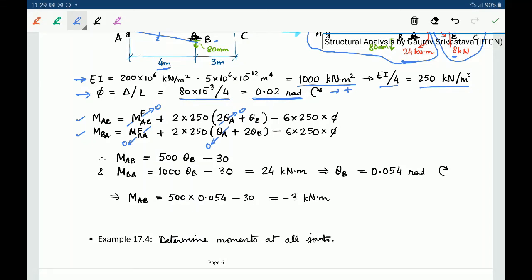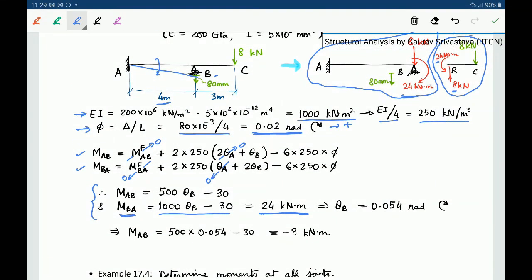So eventually we get these two equations. Now what we are doing is this MBA, which is 1000 theta B minus theta minus 30, we are equating to 24 kilonewton meter, which is the actual moment occurring at that particular location. In the earlier examples, these moments were 0, so we were saying MBA equal to 0. In this case, the actual moment there is 24 because of this overhang. So we say that MBA is equal to 24, and from this we can calculate theta B.